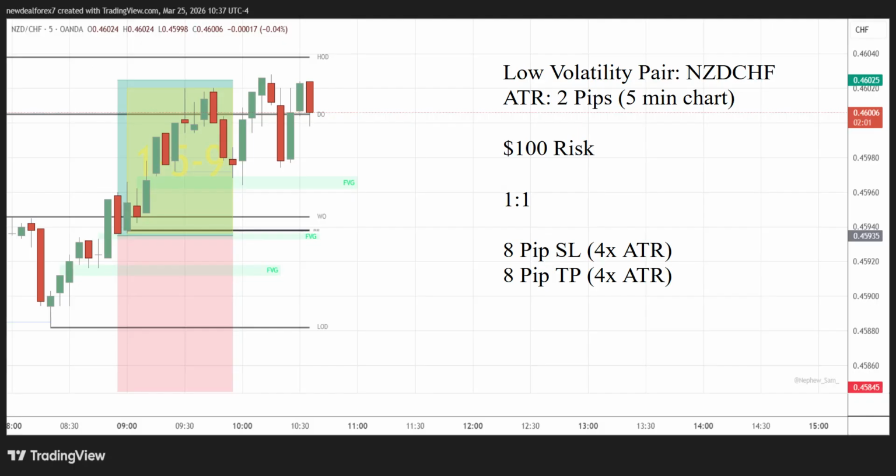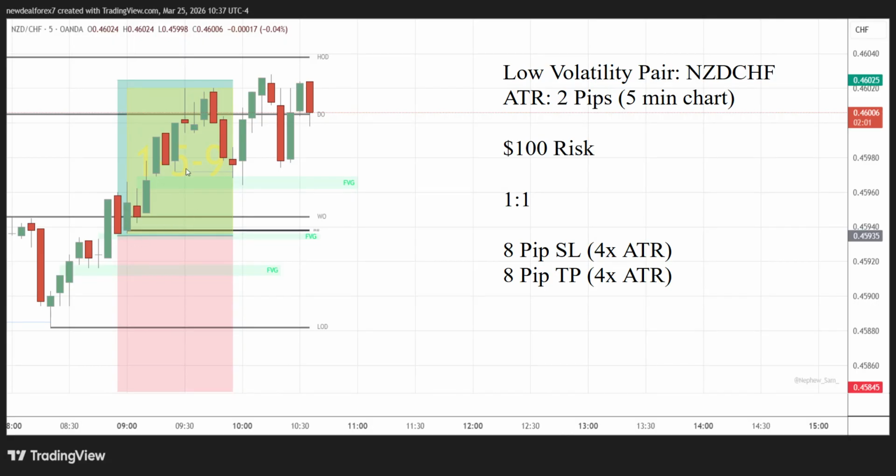So let's take a look at that example though. Let's see it played out. So this is a very low volatility pair, New Zealand Swiss. Okay, it's a 2 pip. It moves 2 pips every 5 minutes, right? So let's say you did an 8 pip stop loss, 8 pip take profit, right? And it's going to just hit it, or it's going to hit one of them, right? The odds are pretty high of that based on what's actually happening, right?